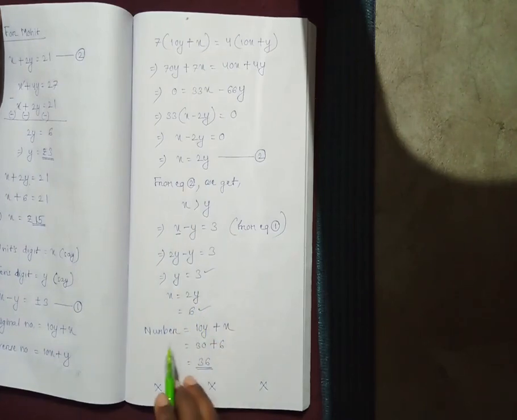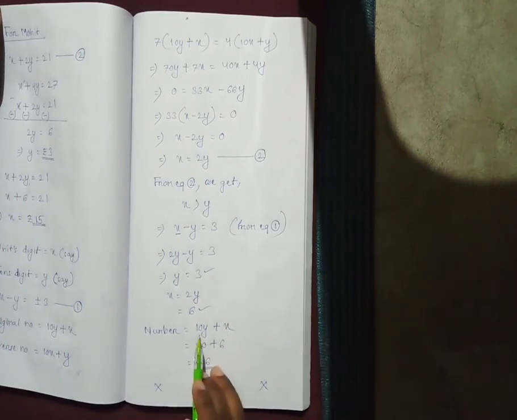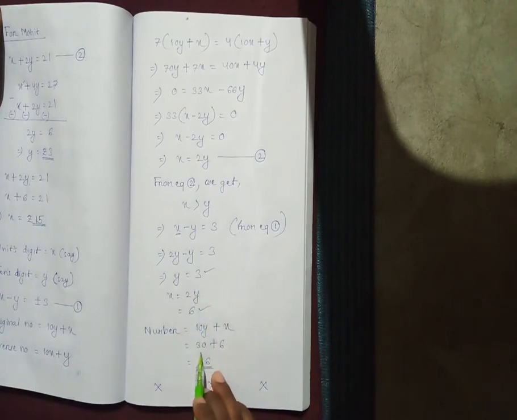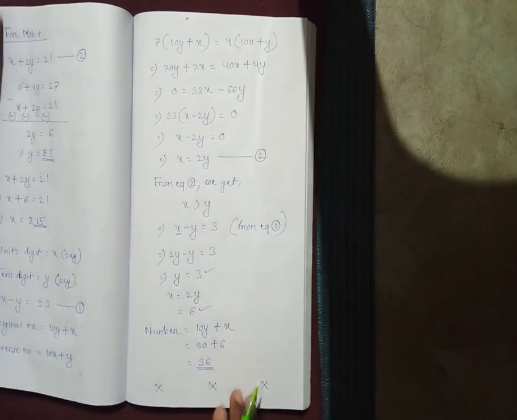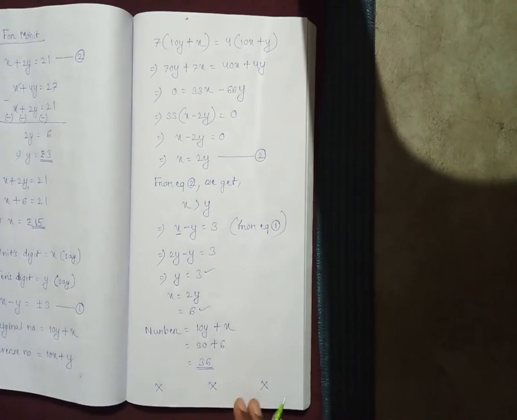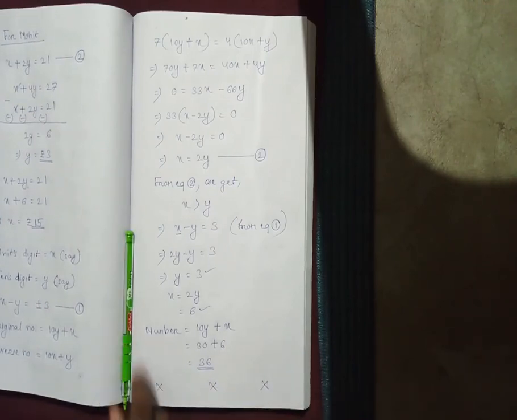So the original number is equal to 10y plus x. So 10 into 3, y is 3. 10 into 3 is 30 plus x is 6. 30 plus 6, that is equal to 36. So the original number is 36. I hope you have understood. So this is the end of simultaneous linear equations part 3.